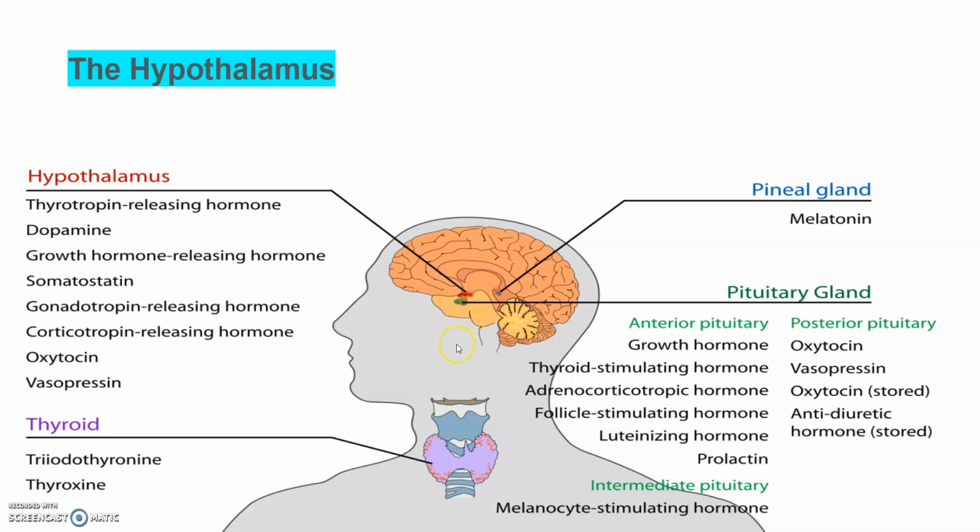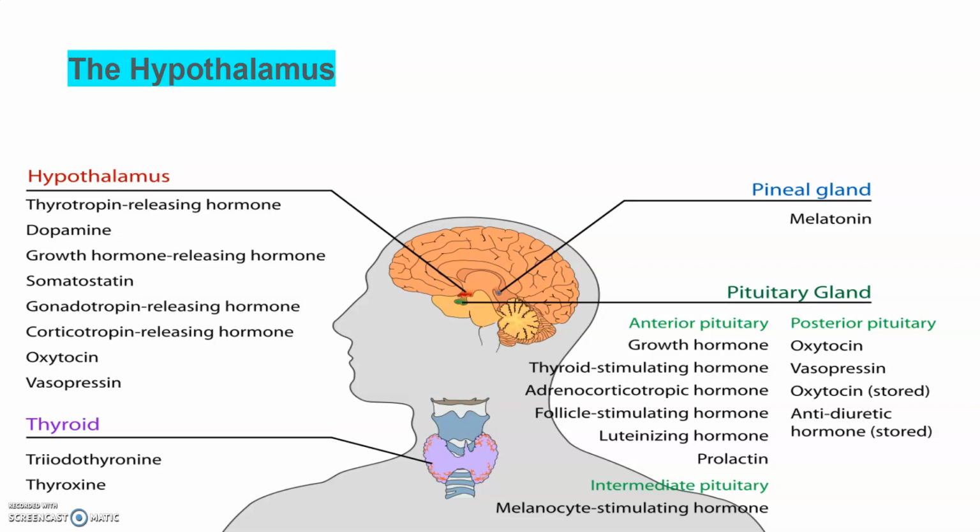Then the pars intermedia secretes only one hormone, which is called melanocyte stimulating hormone. It's the middle part of the pituitary gland. In humans, the pars intermedia is almost merged with the pars distalis.